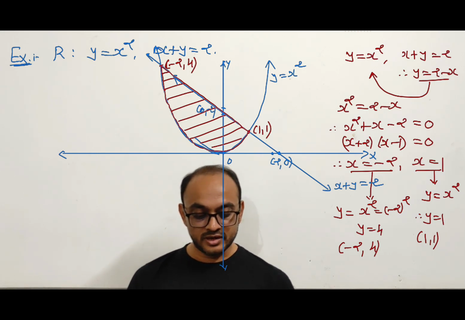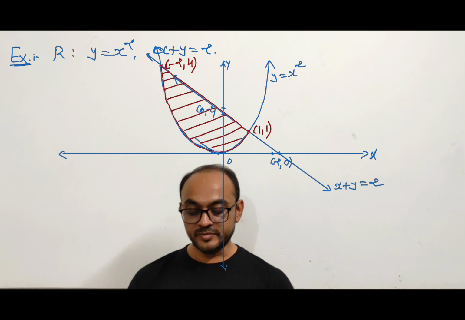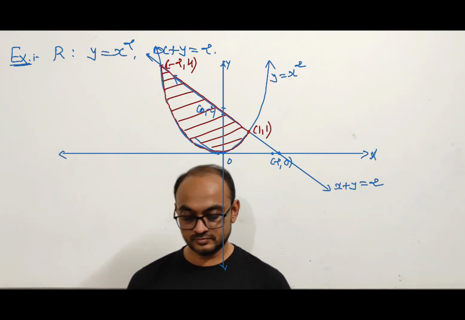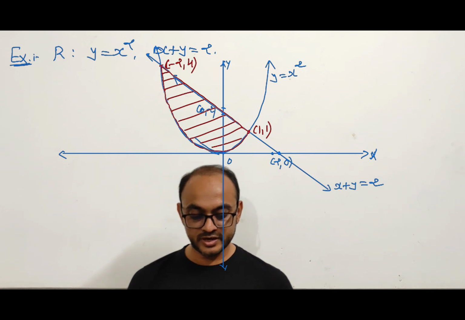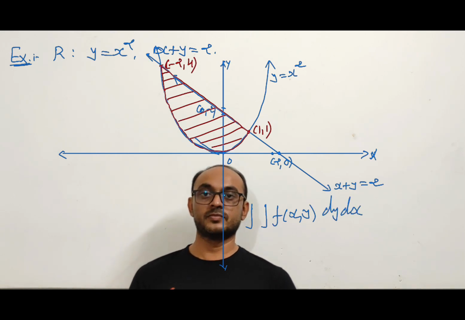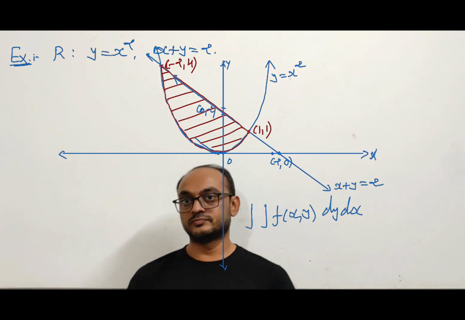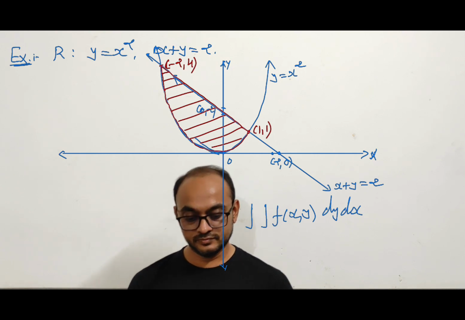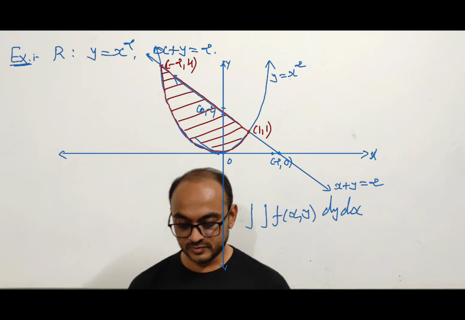Now we are able to write the limits. Let us write the limits now. Double integration f of x y dy dx. What we do? Now this is repetition. We write for y. Clear? So let us draw the vertical lines.